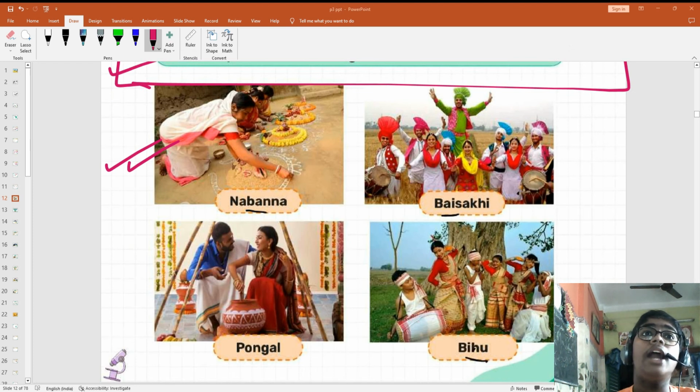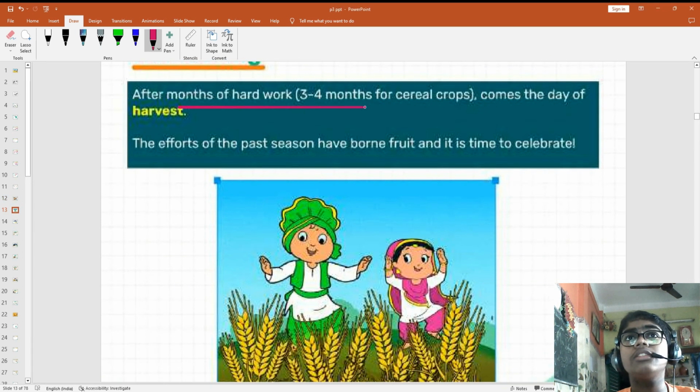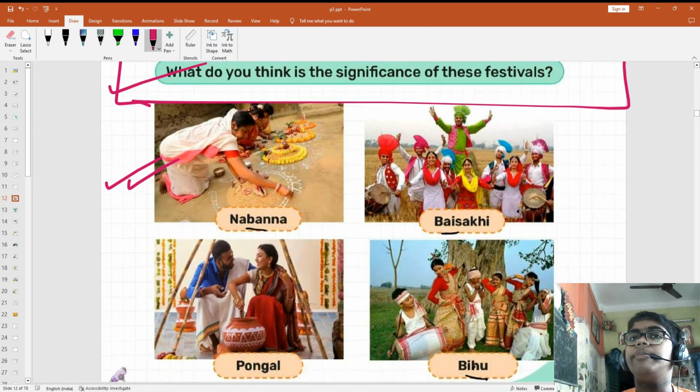These all are harvest festivals. After months of hard work, three to four months of hard work, the day comes when we are harvesting the crop, when we are cutting the crop. The efforts that we have put in, that is the time to celebrate.